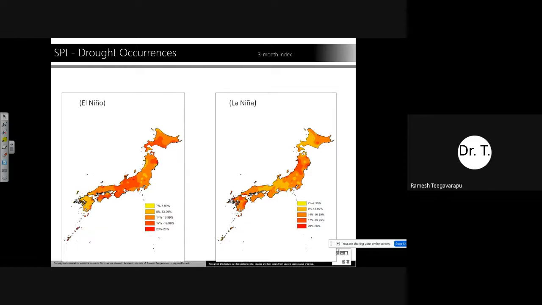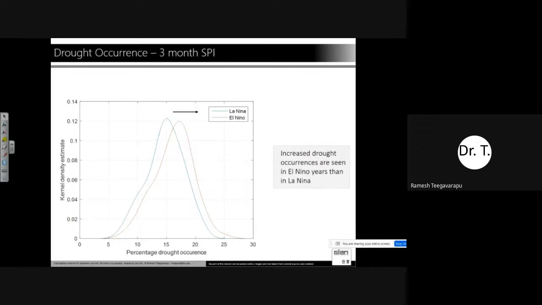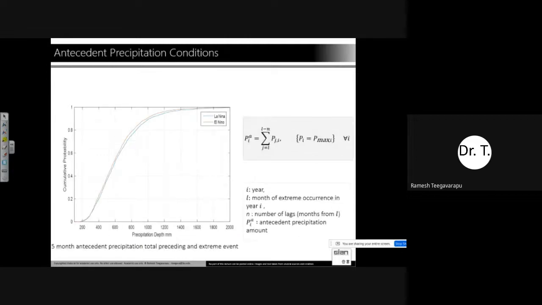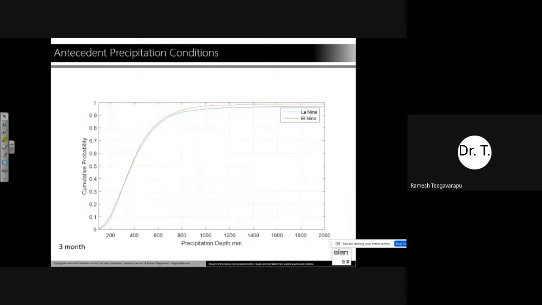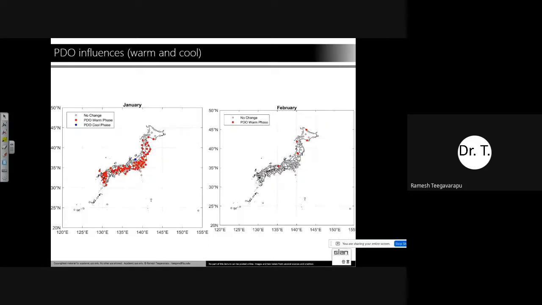La Nina has less drought occurrences compared to El Nino. And you can see some parts are experiencing less droughts compared to El Nino. So you can see that El Nino is causing more droughts compared to La Nina in Japan. And that's shown by the antecedent precipitation conditions also, which we plotted 3 months and so on. The number of storms which crisscross Japan is also slightly different for La Nina and El Nino, extratropical storms.